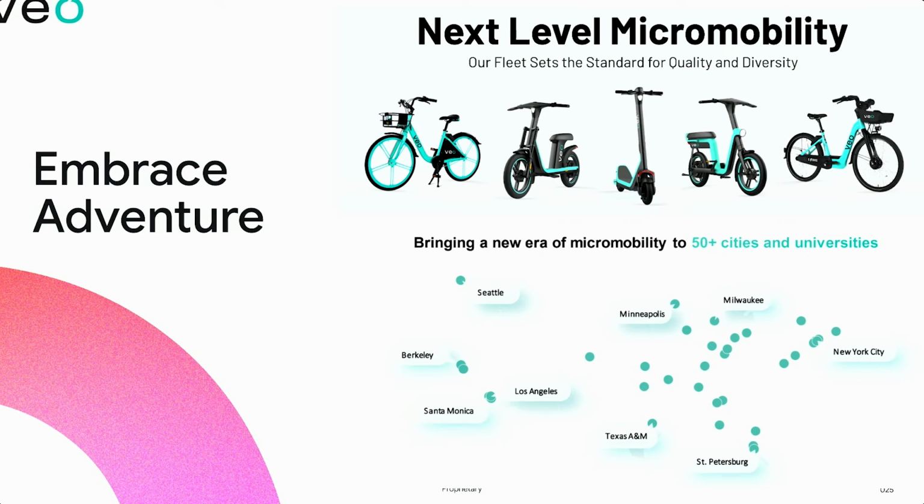We have a very eclectic fleet, as you see in the top right. We have e-bikes, e-scooters, sit down, stand up, a very diverse fleet to meet diverse needs. And our general value prop is if we can meet these diverse needs, we can make a lot of riders happy and keep them coming back.